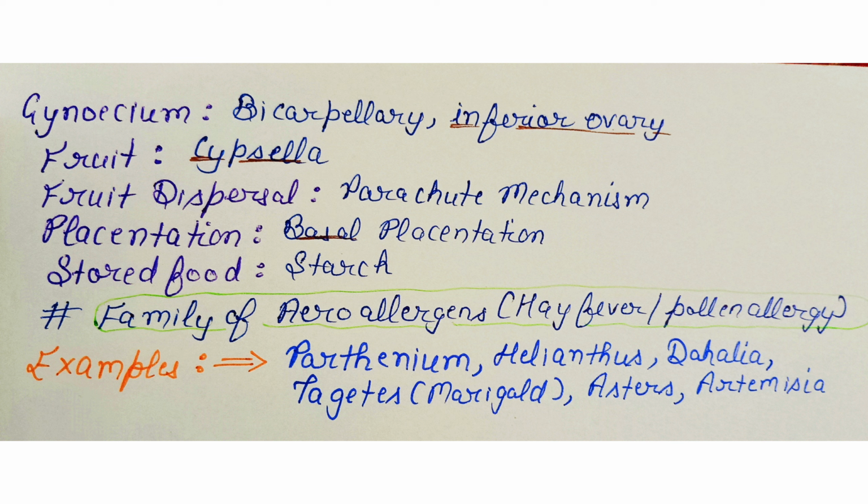These are responsible for hay fever or pollen allergy. Examples are Parthenium, Helianthus, Dahlia, Tagetes known as marigold, asters and Artemisia. Parthenium, known as carrot grass or congress grass, is the most popular aeroallergen.